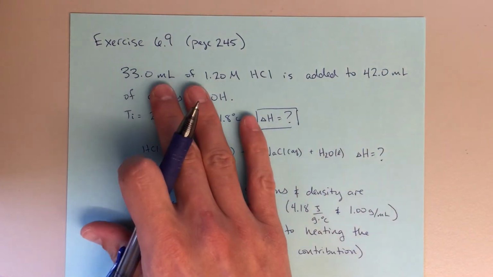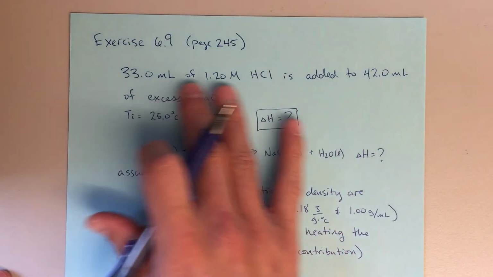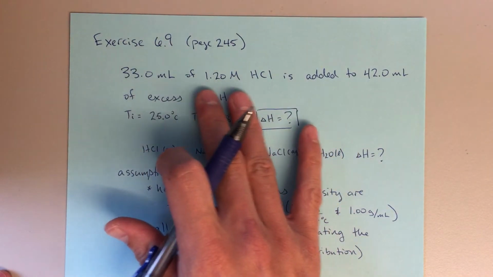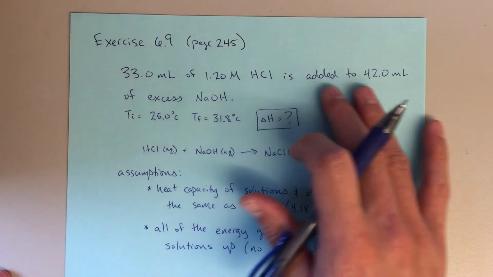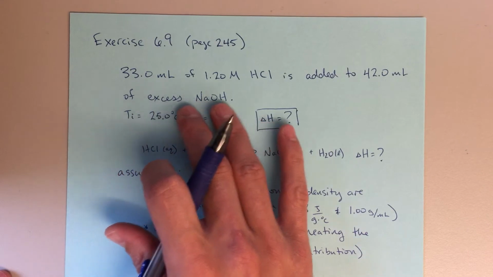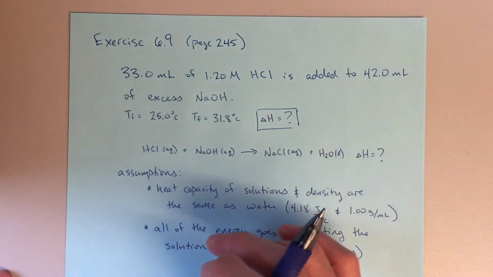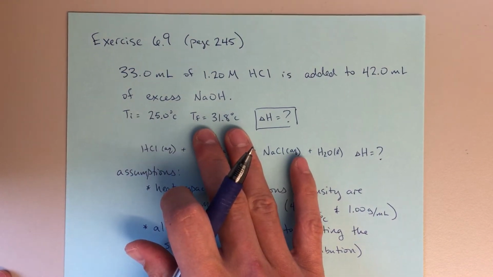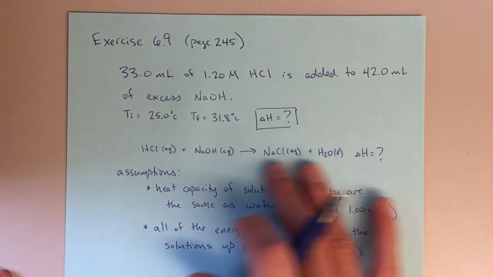So I've got 33 milliliters of this 1.2 molar HCl. Right away, I'm seeing a volume and a molarity. In my mind, I'm saying to myself, well, I can solve for the number of moles of HCl that is added to 42 milliliters of excess sodium hydroxide. So that just tells me that the limiting reactant in this reaction is going to be the HCl. The T initial is given as 25, the T final is given as 31.8, and I'm asked to find the delta H, the enthalpy of this reaction.